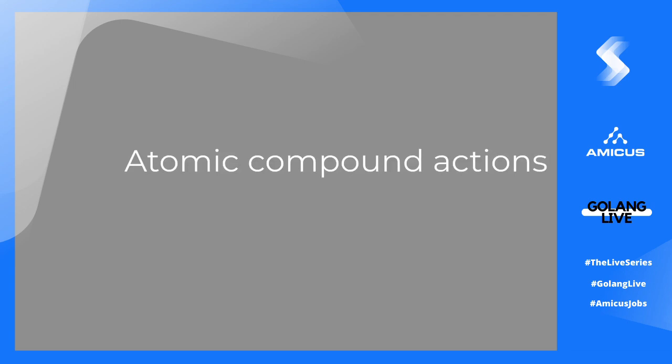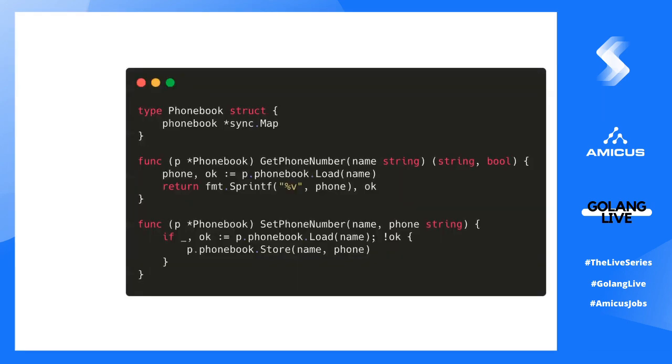Okay, now next up, atomic compound actions. So imagine that we want to extend this a bit. The class or the structure has done particularly well. You know, the boss is happy and they want to add a new feature. The new feature is that whenever you set a new phone number, you will first check if one exists already. And if it doesn't, only then will you store the phone you are given.